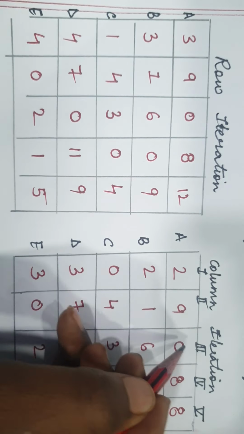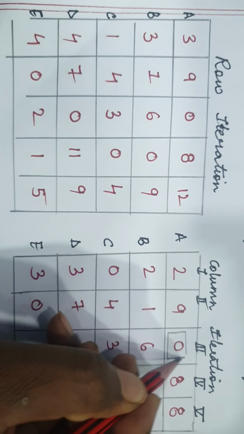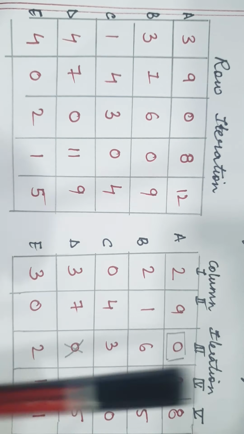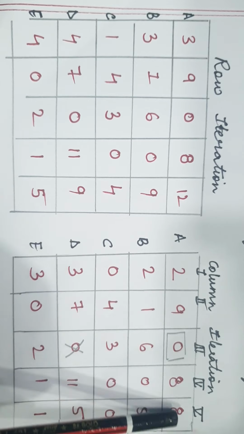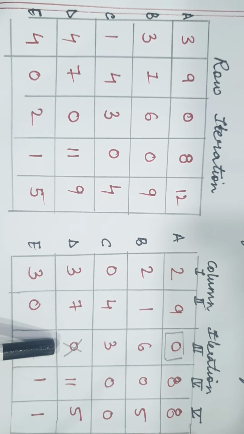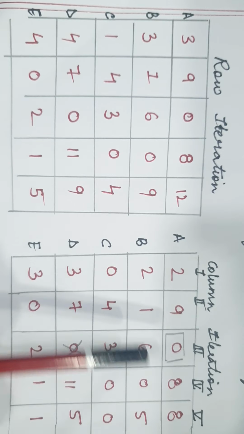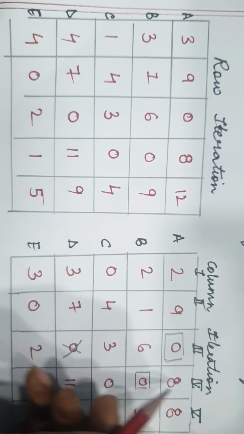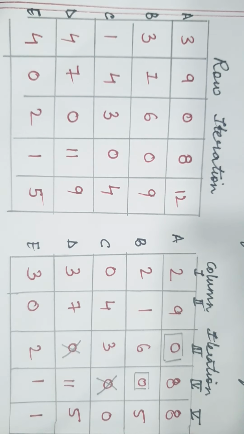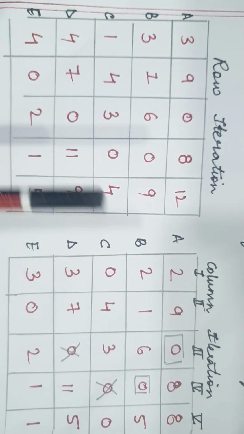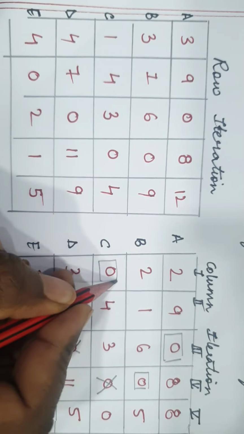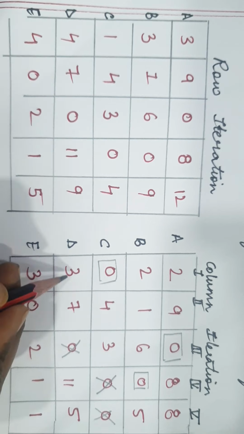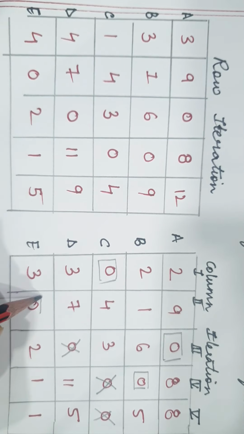Where do you have to assign? First you assign here in row 1. If you assign here, then in that row or in that column, if you find any 0, you have to cancel it. Now R1 is completed, then go for R2. Suppose you assign here, in that row and column if you find 0 you have to cancel. Now in the third row, if you assign here, in that row or column if you find 0 you have to cancel. In the fourth row you can't assign, in the fifth row you can assign.